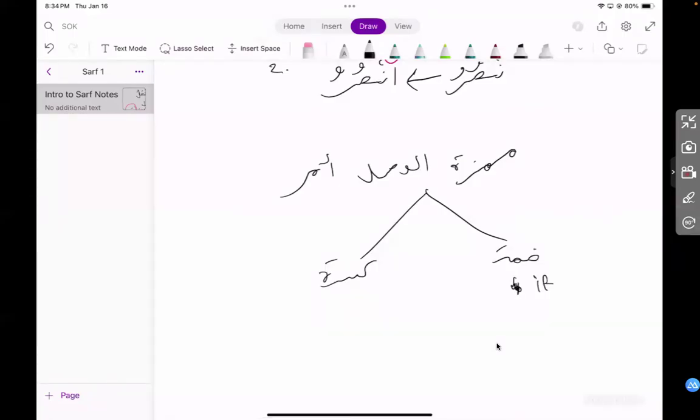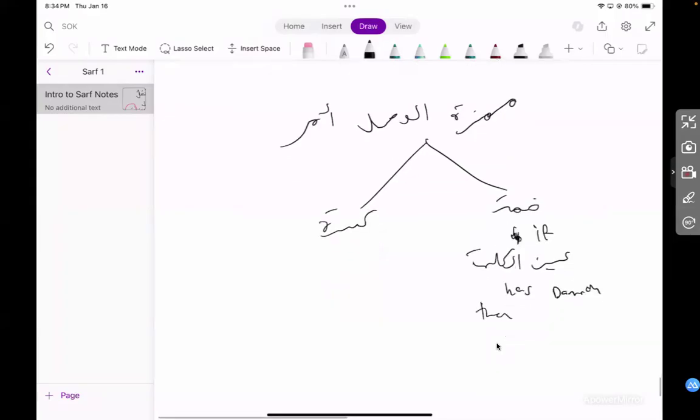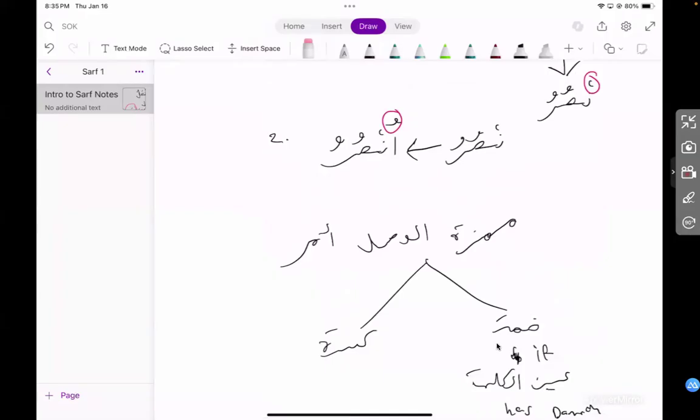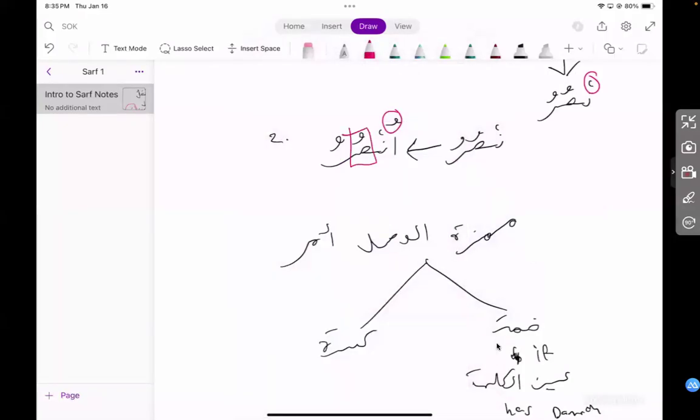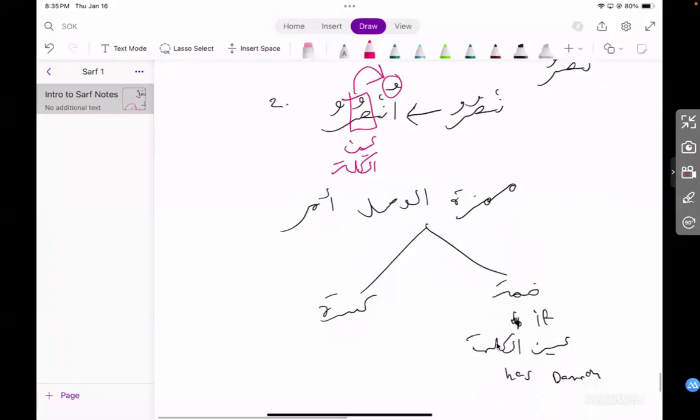So if the aynul kalima has dhamma, then the hamzatul wasl will have a dhamma as well. I don't need this, right? So if you look at unsuru, the aynul kalima is the sad. This is your aynul kalima. So because this has a dhamma, that is also going to have a dhamma as well.